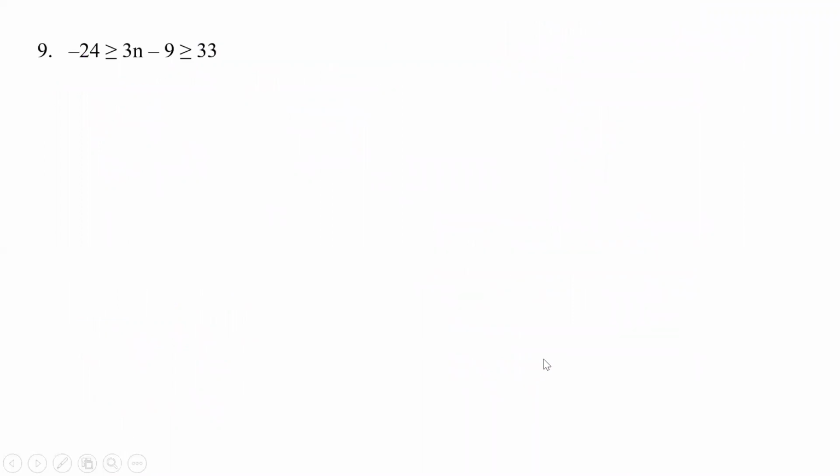And we have one last one here we're going to work on, and it's another tripartite, so it's another and, it's just going to be similar to the last one. We're going to get rid of that 9, and then we'll have to divide by 3. So let's add 9 at all 3 sides. And so what do we have here? Looks like a -15 greater than or equal to 3n greater than or equal to 42. Okay, now we divide by 3, divide by 3, and divide by 3.